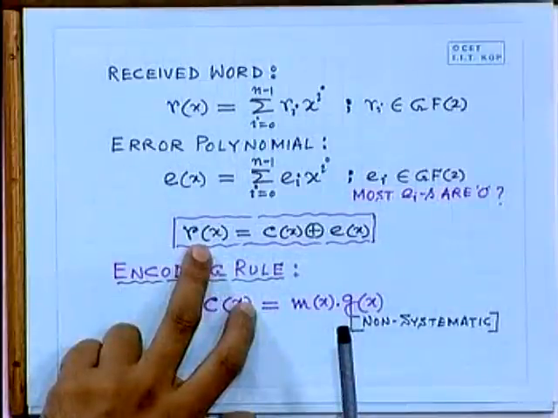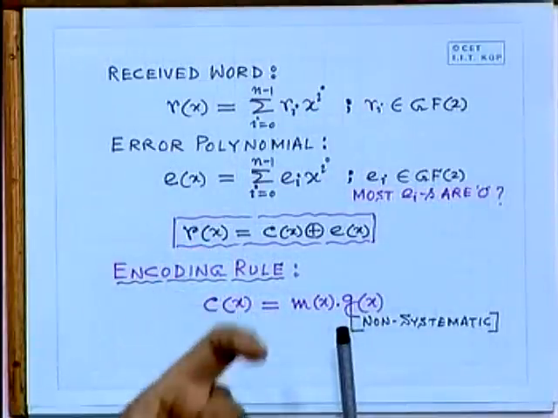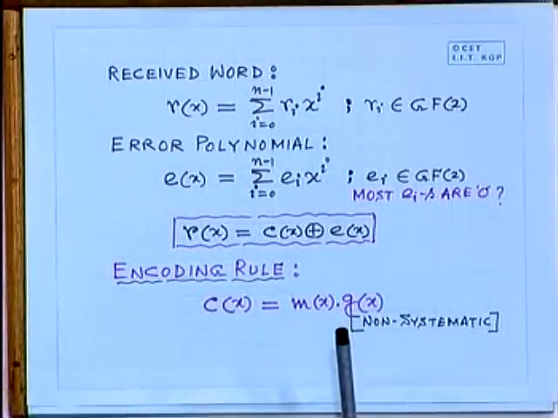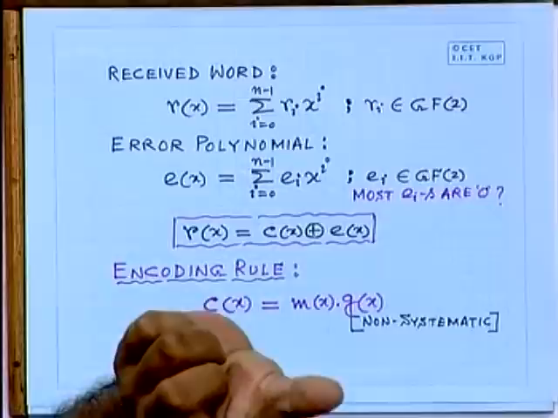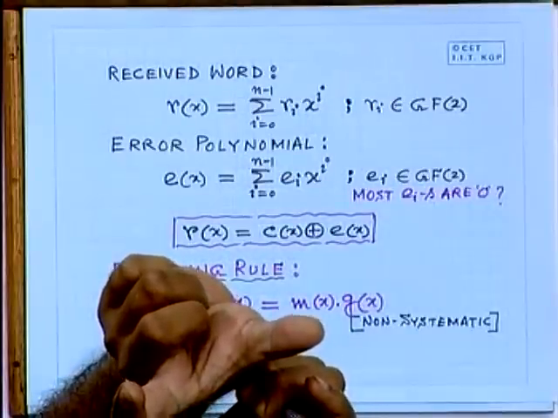So the R of x that we get here is free of errors? No, that depends on the error polynomial. That is what I said, the received word R of x, that means the received block of n bits, is nothing but the transmitted block of n bits plus the error block of n bits.